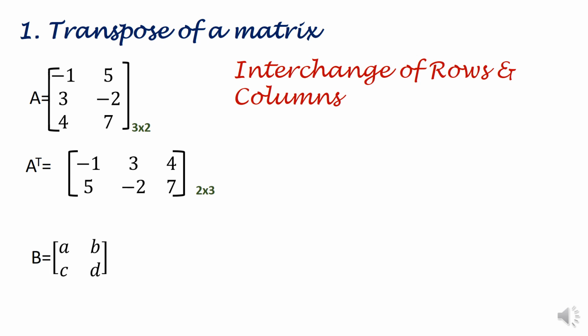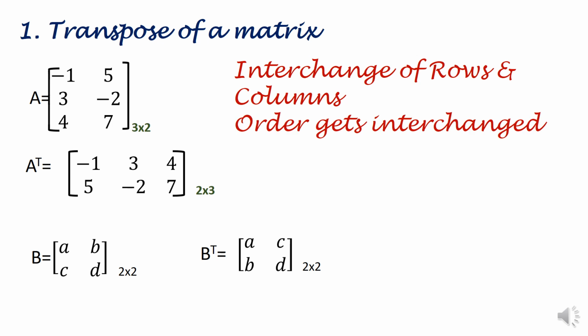Now for example, B is another matrix given to you. Order of B is 2 by 2. Now find out what is B^T, that is the transpose of B. Is it this? If you have got this, you are absolutely right. By interchanging the rows and columns of B, we get B^T as observed. In this case, B and B^T have the same order, that is 2 by 2, because B is a square matrix. Thus, you obtain the transpose of a matrix by interchanging the rows and columns. And remember that in the transpose, the order of the matrix gets interchanged.